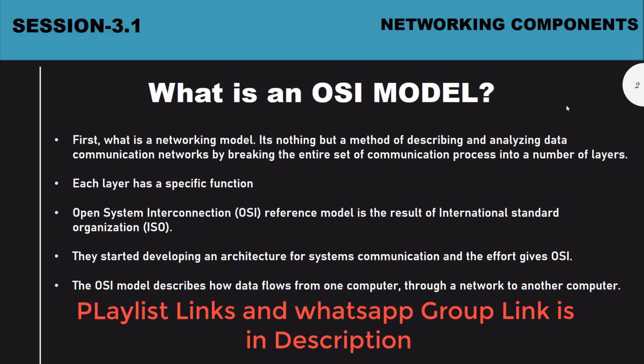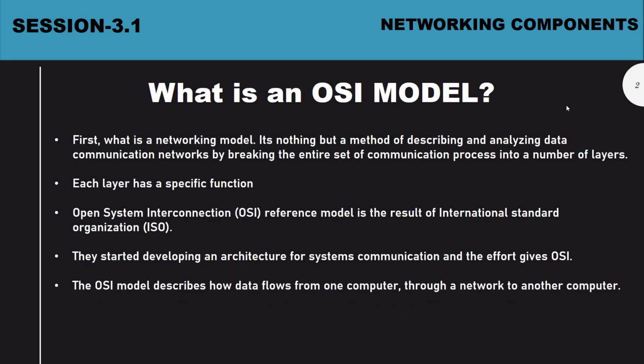So what is an OSI model? In simple words, in a nutshell, the OSI model just describes how data flows from one computer through a network to another computer. That's it. OSI stands for Open Systems Interconnection Reference Model, and it is the result of the International Standards Organization. They formed a committee in 1977 to create an architecture for communication. They developed that architecture, named it OSI, and now the TCP/IP model is being used.